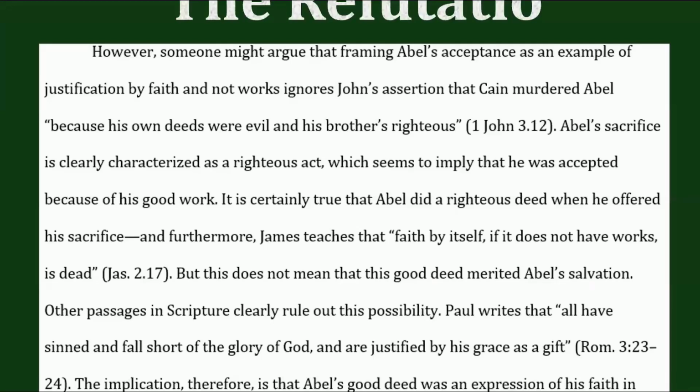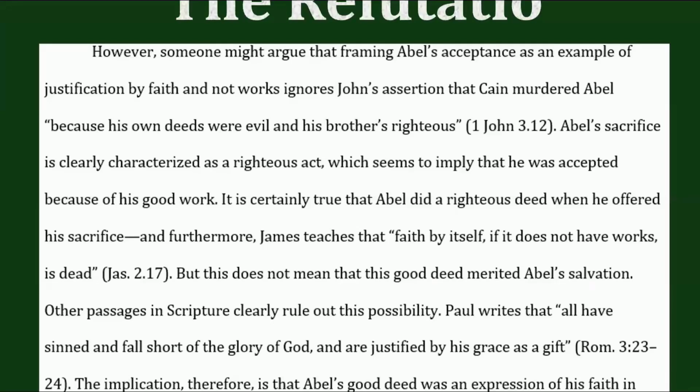I will continue. "Abel's sacrifice is clearly characterized as a righteous act, which seems to imply that he was accepted because of his good work." Now, let me pause there for a second, actually. Notice that right after that topic sentence that summarizes the objection, there's a sentence that further explains that objection, right? So you're not just summarizing the objection, you're elaborating on it, okay? That was the summary of the objection there, those first two sentences.